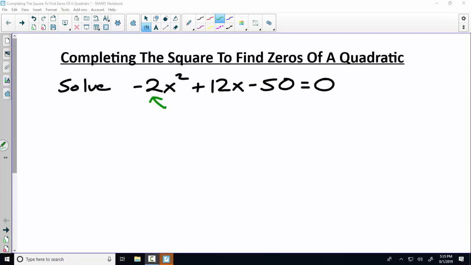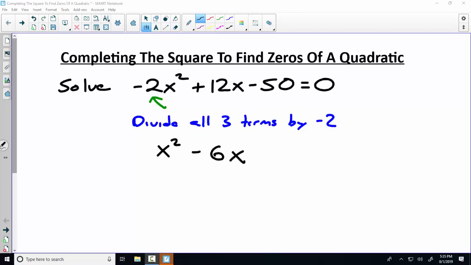So what I'll do is I'll just divide every single term by negative 2. So divide all 3 terms by negative 2. So that's not only going to cut them in half, but it's going to change their sign. So first term will become x squared. 12x will become minus 6x, because you got to change it to a negative also, not only cut it in half. And we're going to get a plus 25 here. So far so good. We don't even have any fractions. I think we're in good shape.